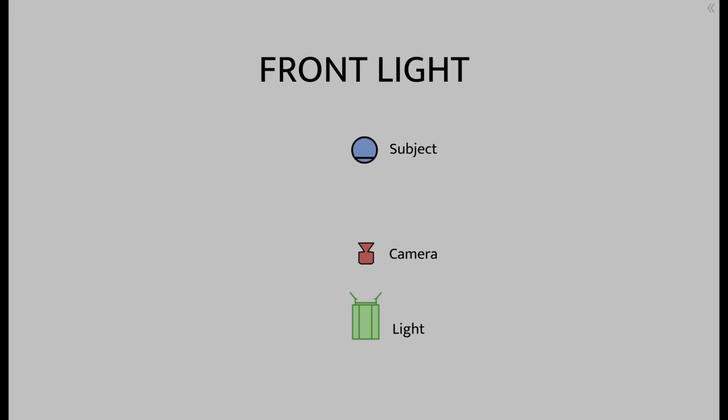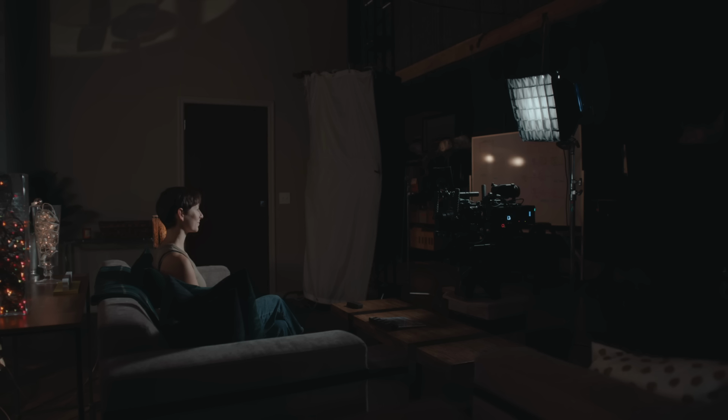So let's begin with the front light. Front lighting is achieved by placing the light on axis with the camera. It can be done with the unit placed behind the camera or in front of it and above the frame. Rarely do we see this lighting direction because it can easily make your image look flat or two-dimensional.